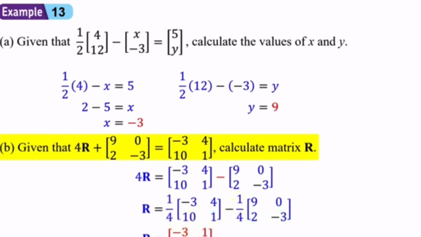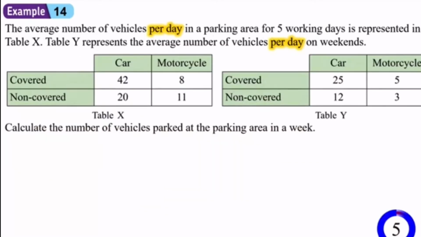Now let's proceed to another question. The average number of vehicles per day in a parking area for 5 working days is represented in table X and Y.